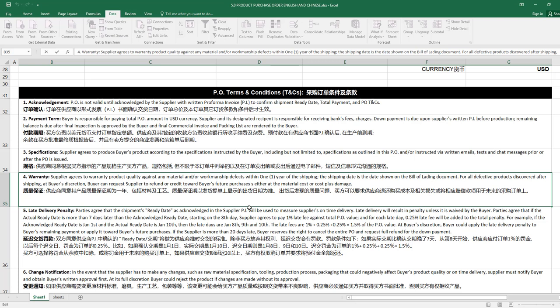The second point is how you're going to get the money back if defective products are discovered. I said it here at a buyer's discretion, meaning you have a choice. You can either request the supplier to refund you the money or credit towards your future purchases, either at the material cost or cost plus damage. So I want it to be clear, guys. Even though we said it, you can request the money back or credit towards your future purchase.